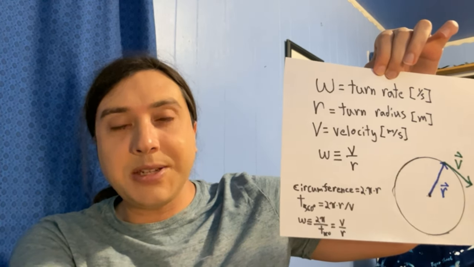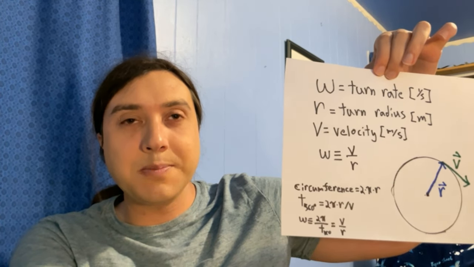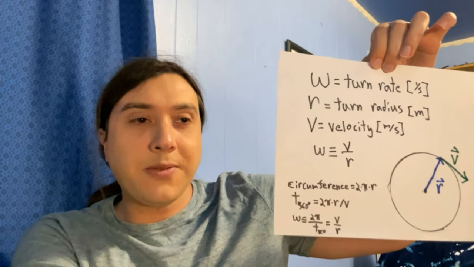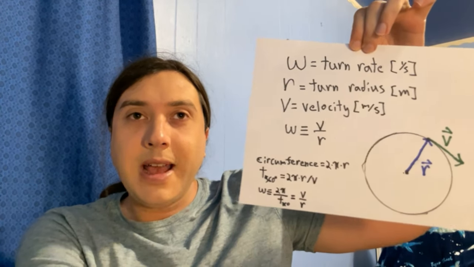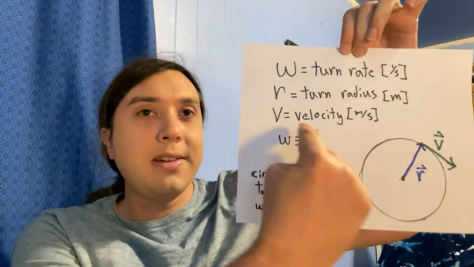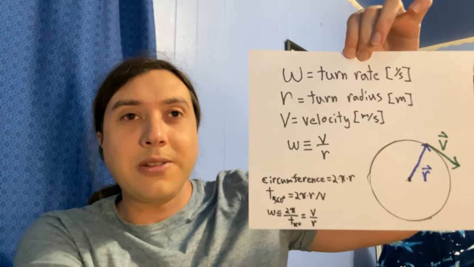So 2 pi is one complete circle. So if you're doing one circle per second, you have a turn rate of 2 pi radians per second. And then there's the turn radius, which is more self-explanatory. You're moving in some circular arc, and the radius of that circle is your turn radius. And then, of course, there's the velocity, which is the speed at which you're moving along that circular arc.